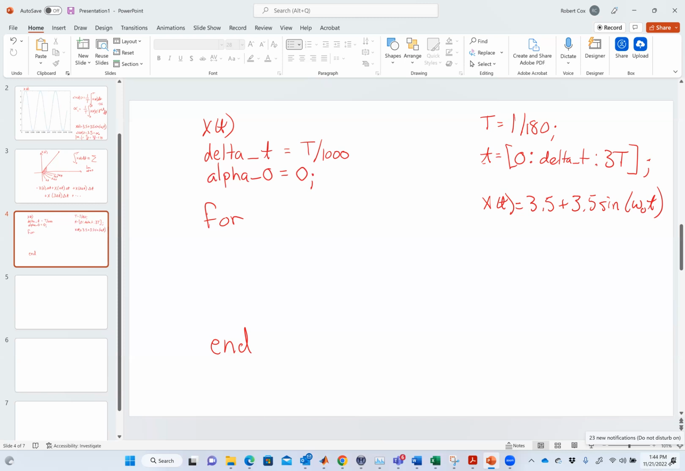So how should I set this up now? I'm going to use n as my index, and I'm going to start at index 1. I'm going to do it in increments of 1. And if I want to do this over a period, given the way I've defined everything, how many points should I loop over?